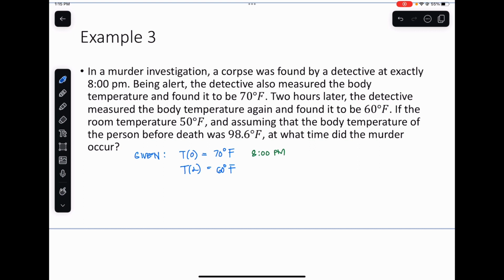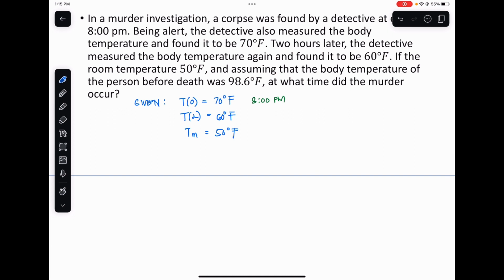If the room temperature is 50 degrees Fahrenheit, that is T sub m, which is 50 degrees Fahrenheit, and assuming that the body temperature of the person before death was 98.6 degrees Fahrenheit, what time did the murder occur? So for our requirement, we need to find the time when the temperature is 98.6 degrees Fahrenheit.